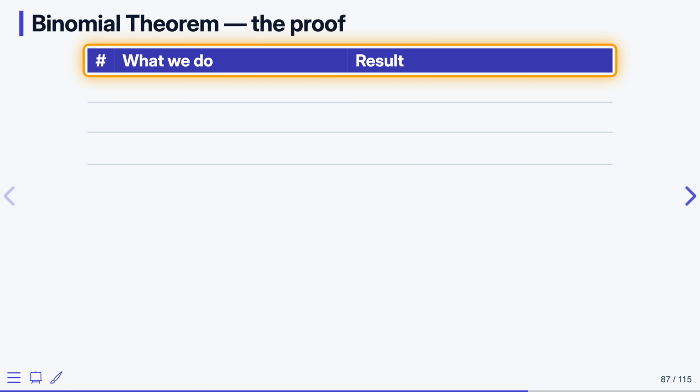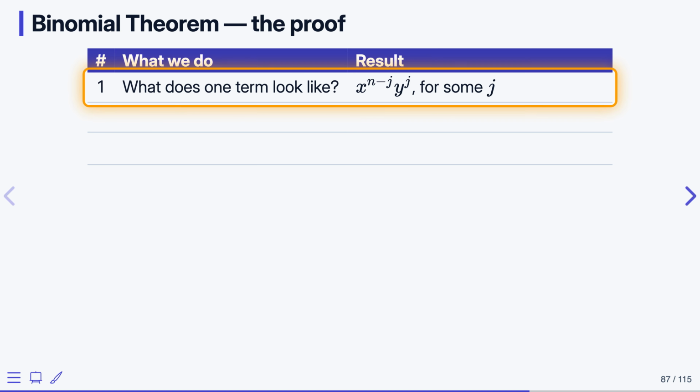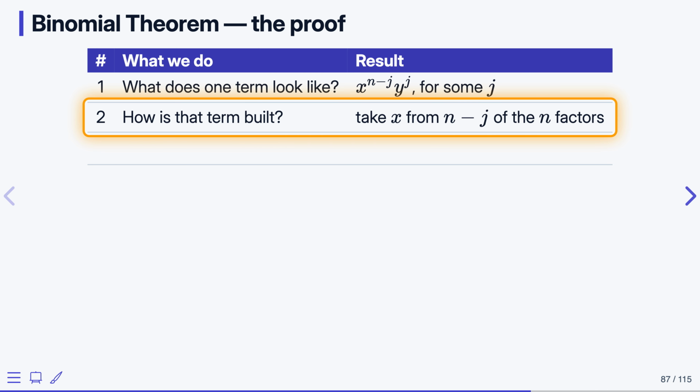The proof is the same counting we did for the cube, now with n factors. Step 1. Ask what one term looks like. Each factor hands over an x or a y, so a term is x^(n-j) times y^j for some j between 0 and n. Step 2. Ask how that term is built. We take an x from n minus j of the n factors and a y from the rest.